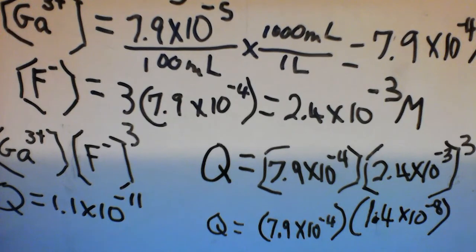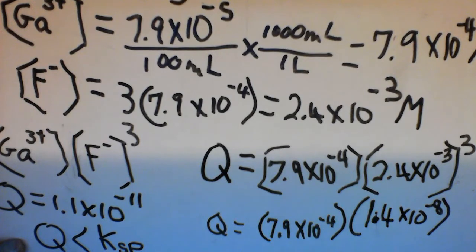When we compare that to the constant given to us in the problem, which is 1.6 times 10 to the negative fourth, we see that Q is much less. Q is less than the solubility product constant. Therefore, we know that this particular solution is not saturated, and if it's not saturated, then it will not form a precipitate.